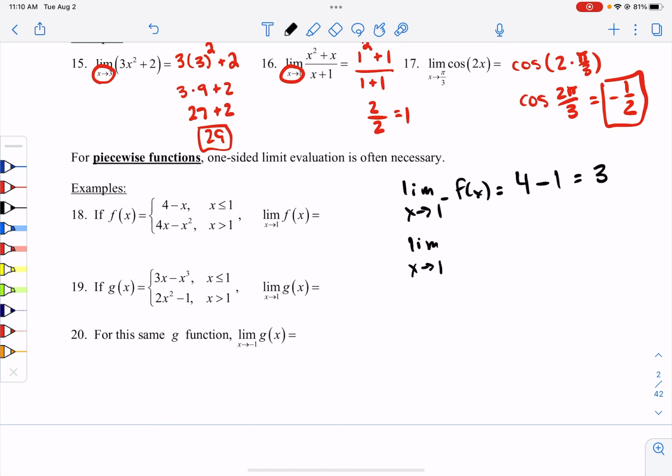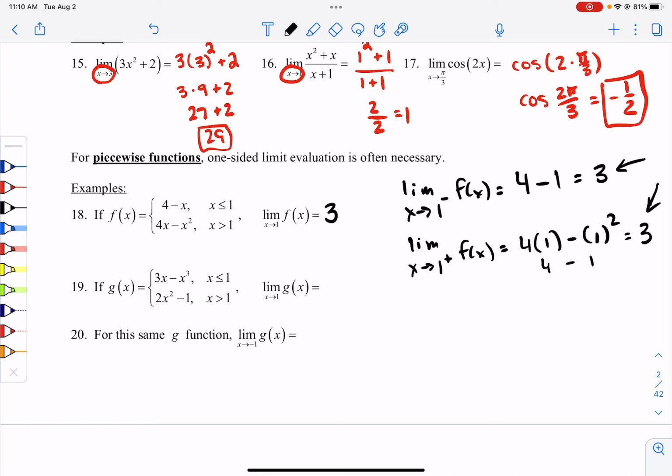Now let's look at what happens as x approaches 1 from the right. If I'm approaching from the right, I have to use the bottom function because my numbers are bigger than 1. So I have to use 4 times 1 minus 1 squared. 4 times 1 is 4, 1 squared is 1, so this value becomes 3. Even though it's a piecewise function, from the left I'm approaching 3, from the right I'm approaching 3, and when I actually get there, my value is 3. So my limit as x approaches 1 of f of x is 3.